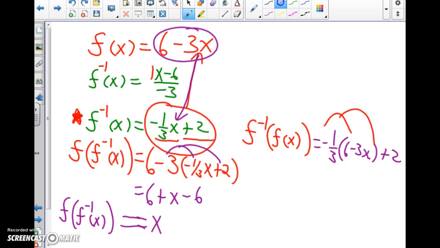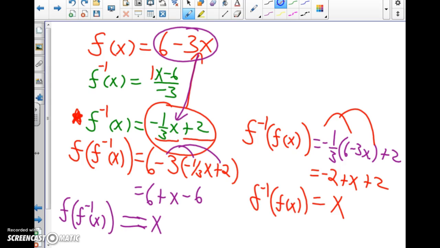So what's negative 1/3 times 6? Negative 2. What's negative 1/3 times negative 3x? 1x, yeah. Positive 1x or just positive x. And then plus 2, right? Combine your like terms, what do you get? You get x. So here's what you just found out. F of negative 1 of f of x equals x.